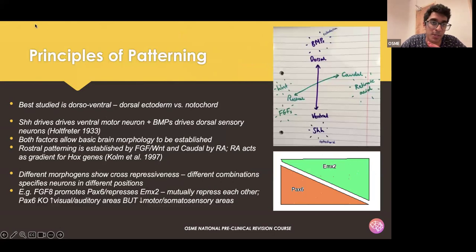So now we're going to think about the principles of patterning. When we think about patterning, it's been studied really well in terms of dorsal ventral patterning rather than rostrocaudal.